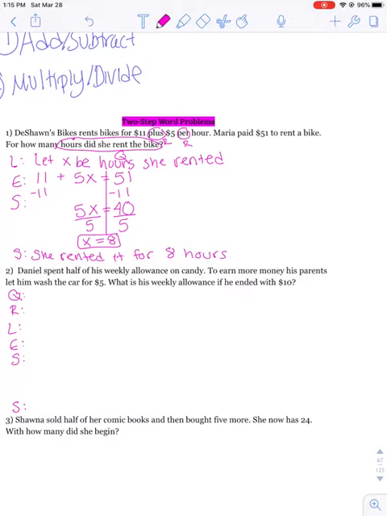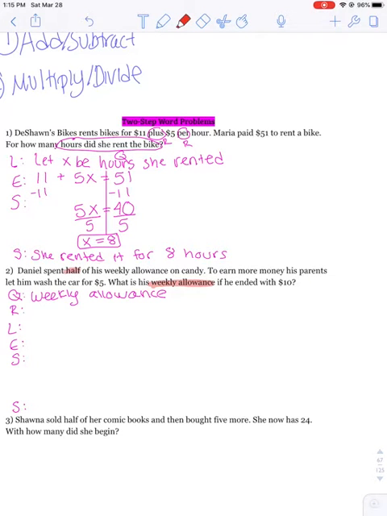So Daniel spent half of his weekly allowance on candy. To earn more money, his parents let him wash the car for $5. What is his weekly allowance if he ended up with $10? So the mystery is his weekly allowance. So that's going to be the quantity, weekly allowance. And that has to do with money or cost. So if you wrote money for his allowance, money allowance, cost allowance, that would be fine too. Dollars allowance. But weekly allowance is just fine.